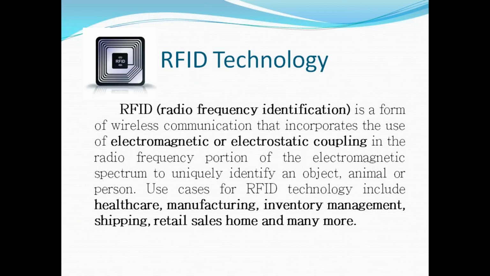There are different types of frequency, and depending on that frequency, we have a range from a minimum of 6 centimeters to 200 meters. They are divided into LF, then UHF, then VHF. There are different types of RFID tags. So you can use RFID in healthcare, manufacturing, inventory, shipping, retail, home, and many more.